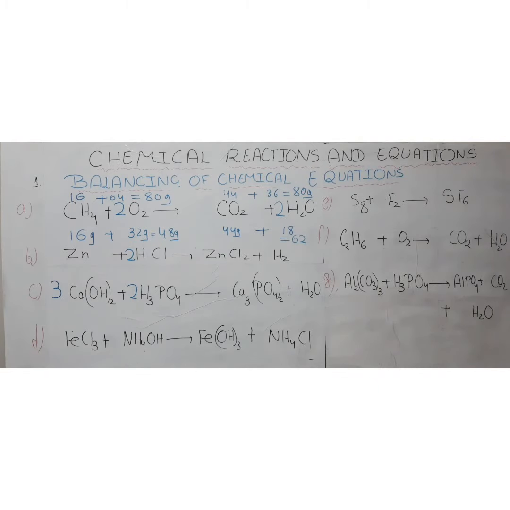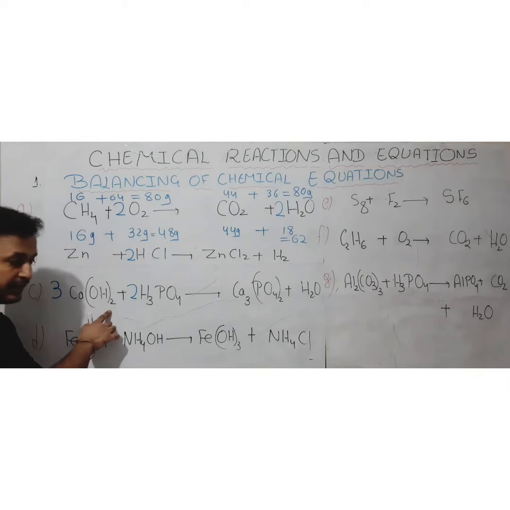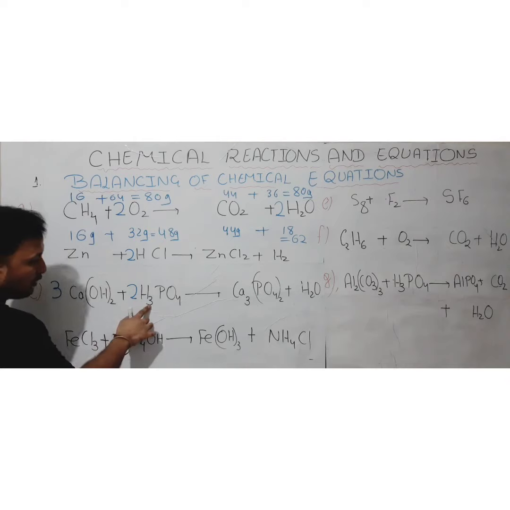Now what is left? Only oxygen and hydrogen. So let's see hydrogen. Hydrogen on this side 3 and 2 here. So 3 into 2, multiple of 2, becomes 6. So hydrogen number is getting 6 here. 2 into 3, 6 here also.